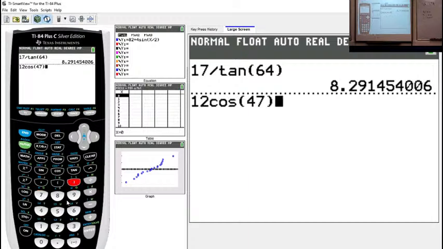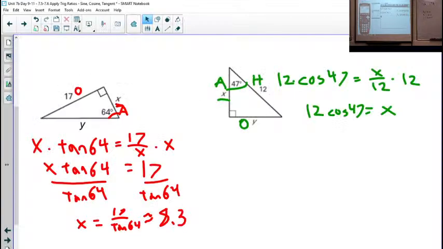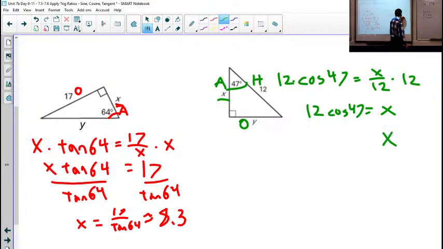Careful here. This is multiplying now. We're not dividing, so you shouldn't put a dividing symbol in there. Or if it's dividing, you shouldn't forget about the dividing symbol. Make sure you know when you're dividing, when you're not. 8.18, so it should be 8.2, if we're rounding to one decimal place.